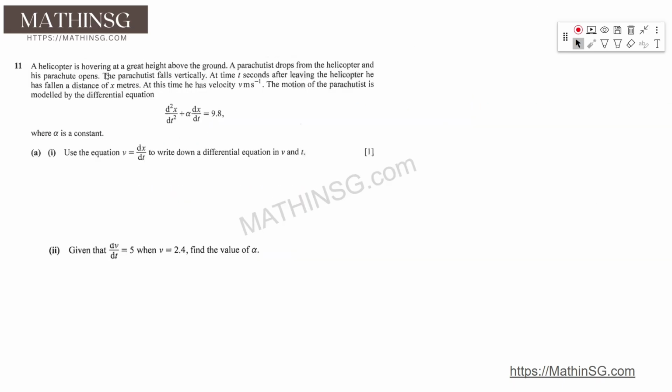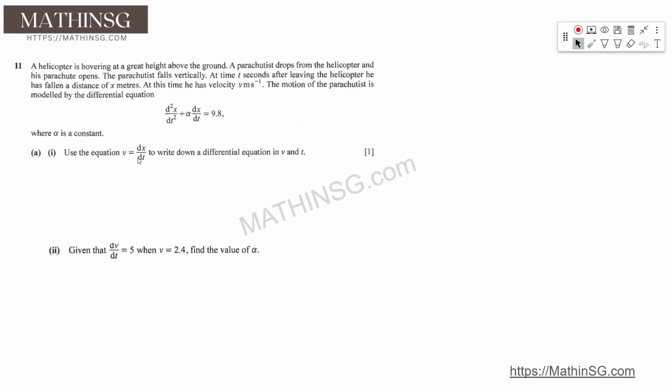A helicopter is hovering at a great height above the ground. A parachutist drops from the helicopter and his parachute is open. The parachutist falls vertically. At time t seconds after leaving the helicopter, he has fallen a distance of x meters. At this time, he has a velocity of v meters per second. The motion of the parachutist is modeled by the differential equation, where alpha is a constant.